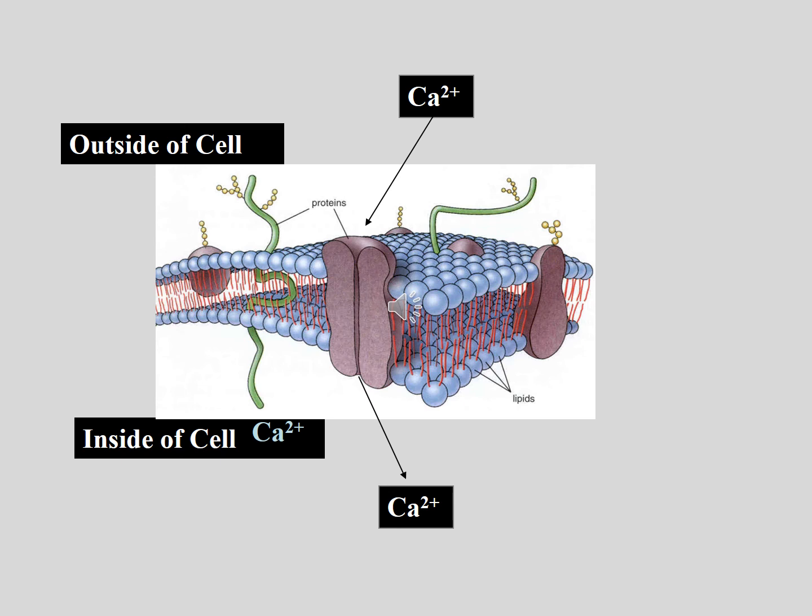Those proteins, where the nutrients come in and out, are different shapes. They won't allow everything in. Some are for certain nutrients and some are for others. So these cells have a way of knowing and have a way of selecting what comes in and out.